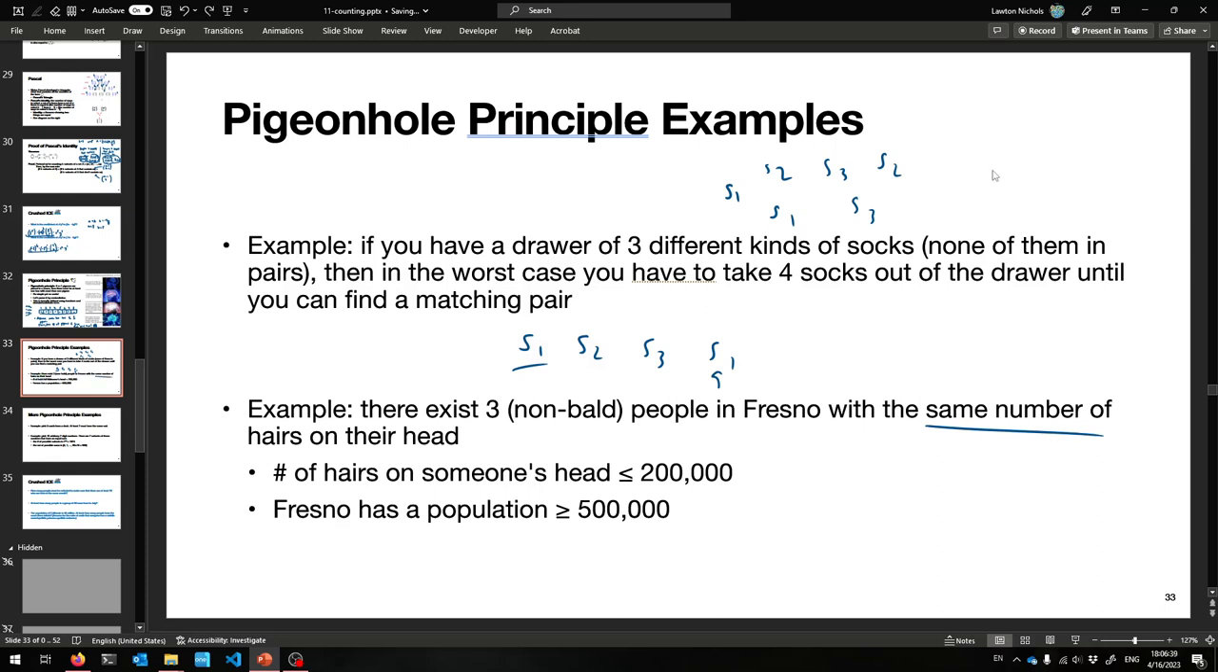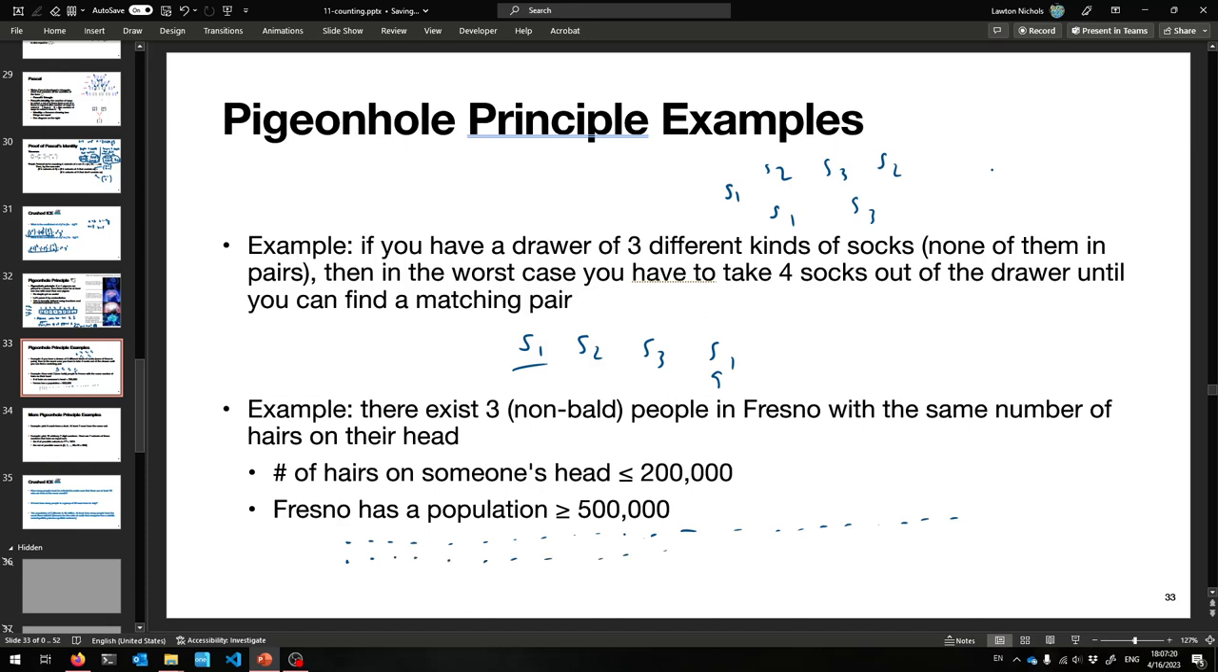But we can prove this. I can't tell you who they are, of course, but this is a fact, all right? And it comes from these two ideas. The number of hairs on somebody's head is no more than 200,000, surprisingly. That's as many hairs as you get on a person's head. And Fresno has a population of over 500,000. So if you tried to spread out all the people as much as possible, to give them each a different number of hairs on their head, by the time you get to 200,000, you are forced to overlap.